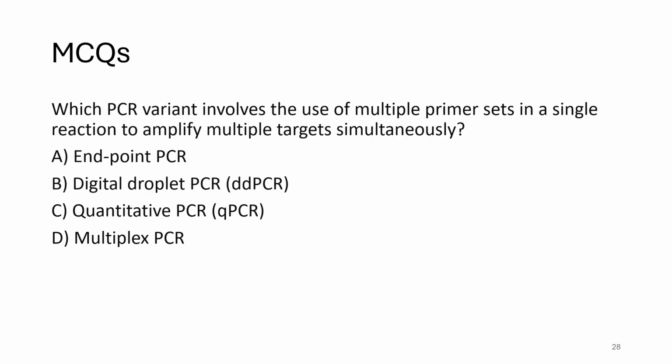Which PCR variant involves the use of multiple primer sets in a single reaction to amplify multiple targets simultaneously? A. Endpoint PCR, B. Digital droplet PCR, C. Quantitative PCR, or D. Multiplex PCR. Answer is D. Multiplex PCR.